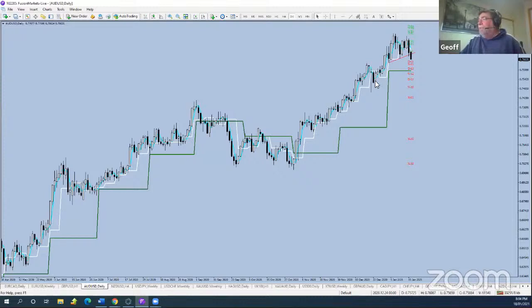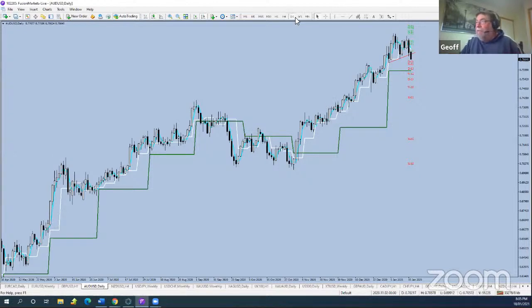Where's the neckline here is the question. It's probably going to come through there. So maybe a break and retest does get really interesting for this one after we pull back off it. So bounce off the monthly pivot, come up to here, form a right shoulder, break the monthly pivot and then the neckline, and then we can look to trade this short.